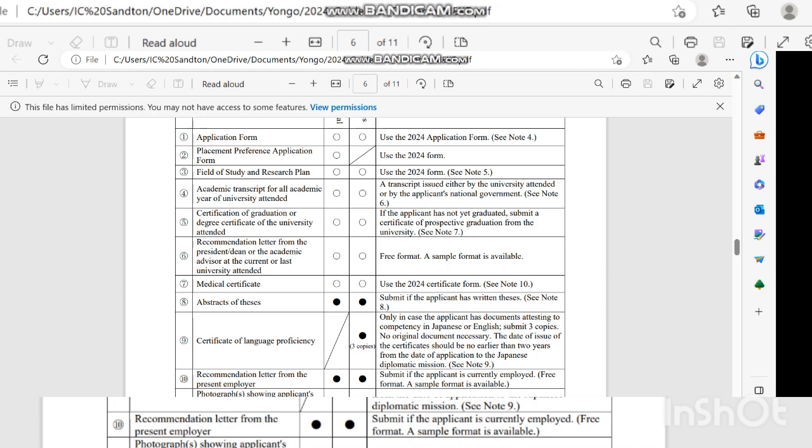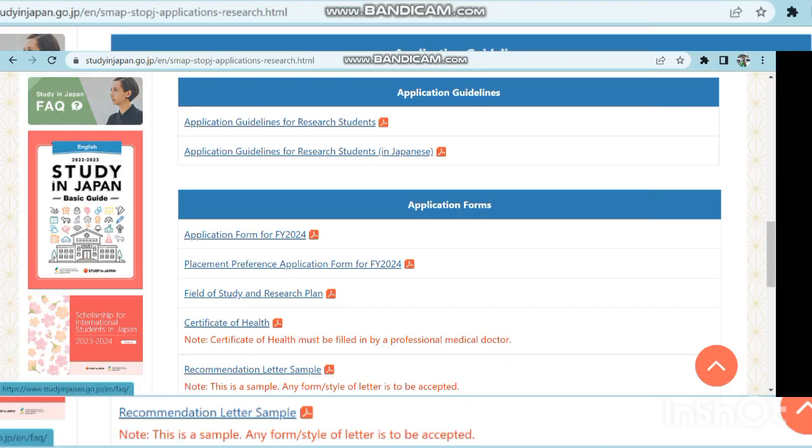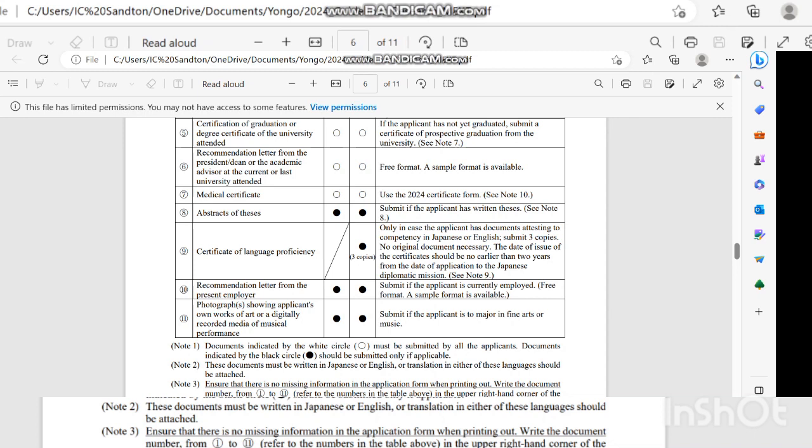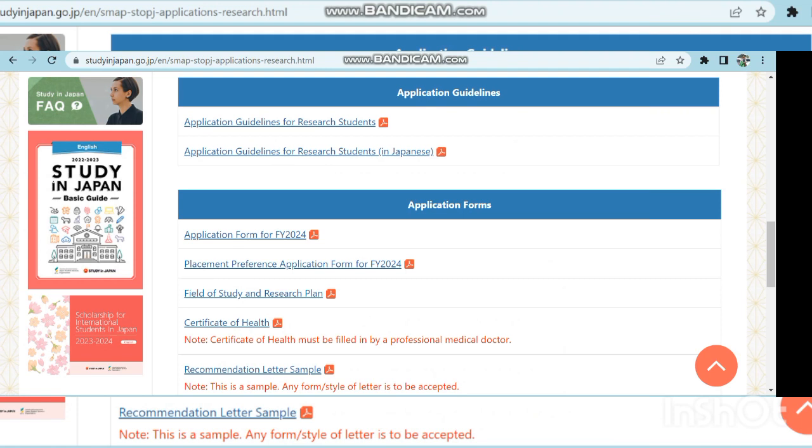Then they give the information there. If the applicant has not yet graduated, they give you the instruction. Then recommendation letter from the president, dean, or the academic advisor at the current or last university attended. Free format, a sample format is available. Use this sample format. Where do you get it? You get it on the Study in Japan website here. Then medical certificate, use the medical certificate form. Where do you get it? Back at the Study in Japan website.